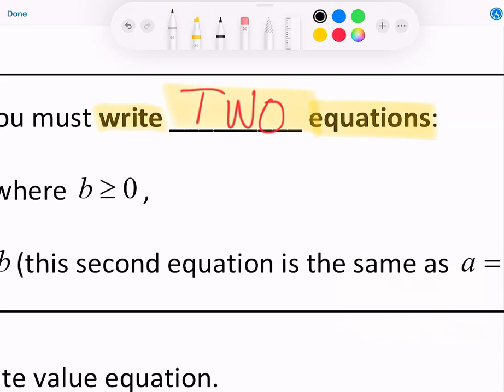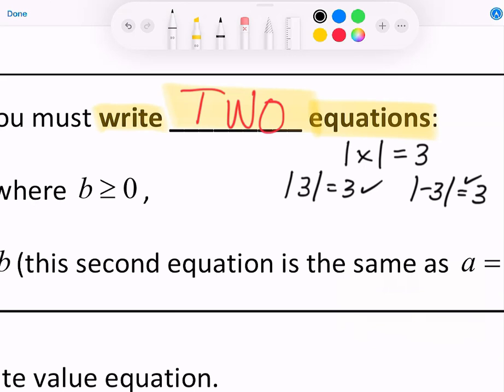We write two equations because, for instance, if we had the absolute value of x equals 3, x can be two different answers. A lot of times prior to this in math class, you might only get one answer for x, but in this case you get two answers. What could x be? Well, x could be 3 because the absolute value of 3 is 3. But also, x could be negative 3. The absolute value of negative 3 is also 3. So notice we get these two values for x. x could be 3 or x could be negative 3.